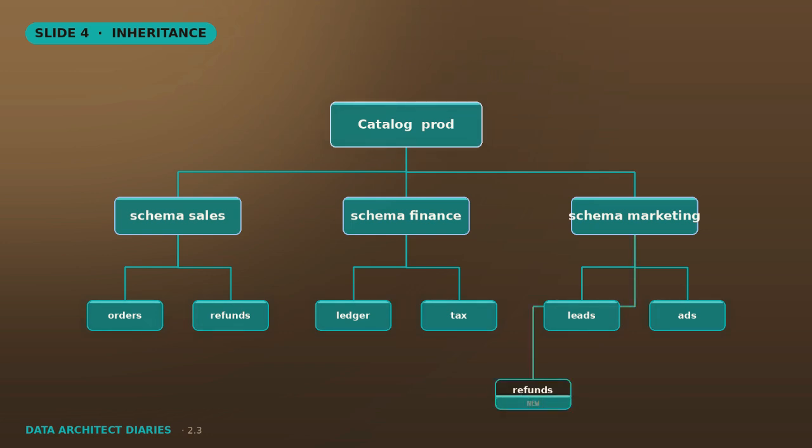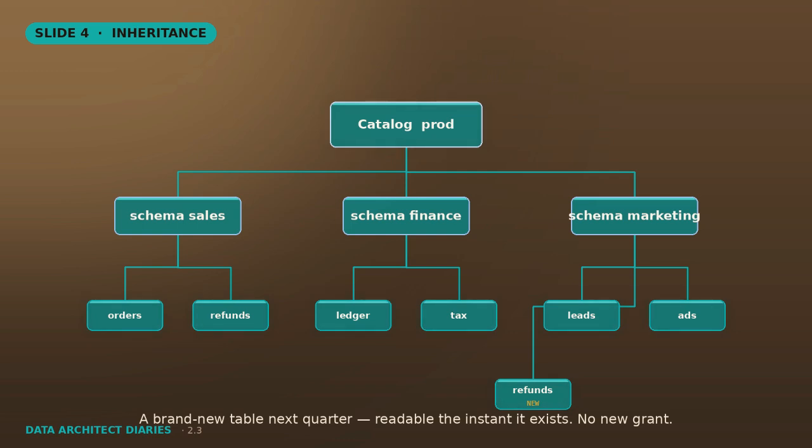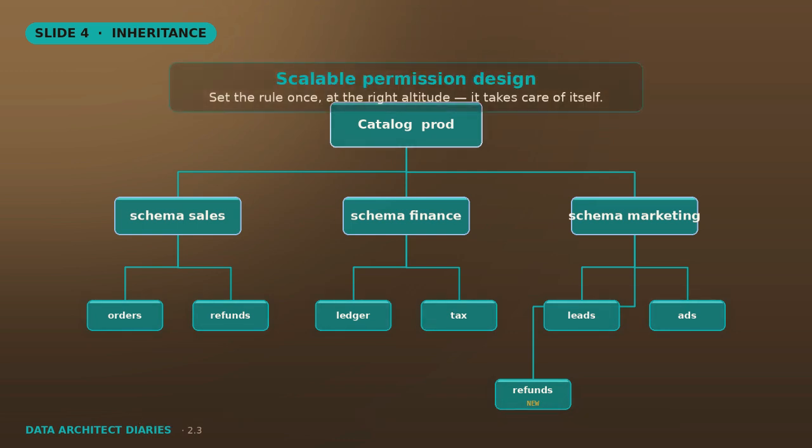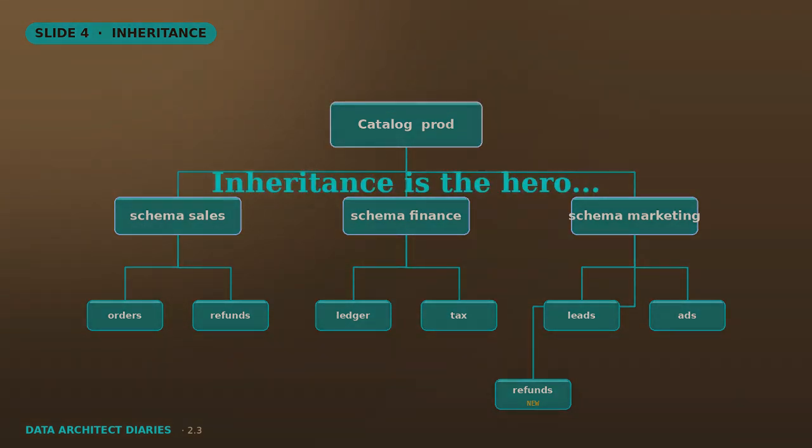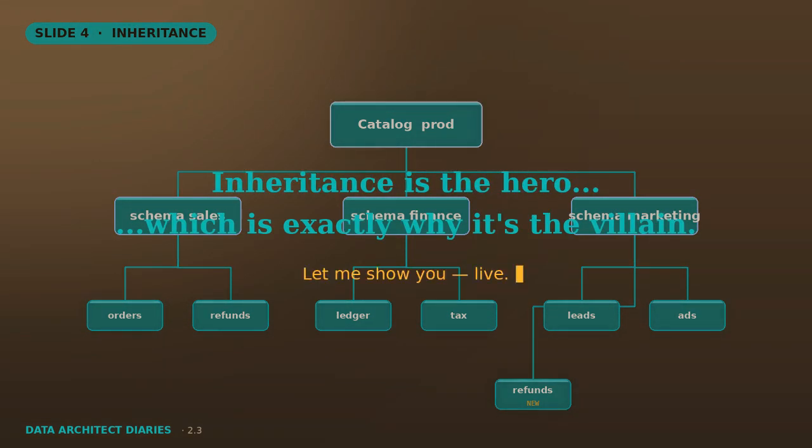And the kicker, next quarter when someone creates a brand new table, prod.sales.refunds, the analyst can read it the instant it exists. No new grant. That's what scalable permission design actually means. Set the rule once at the right altitude and it takes care of itself. So inheritance is the hero, which is exactly why it's also the villain. Let me show you live.